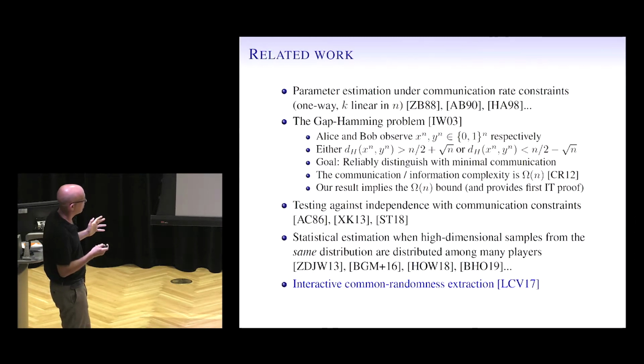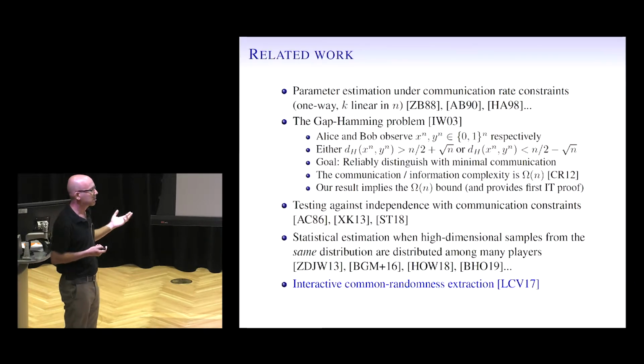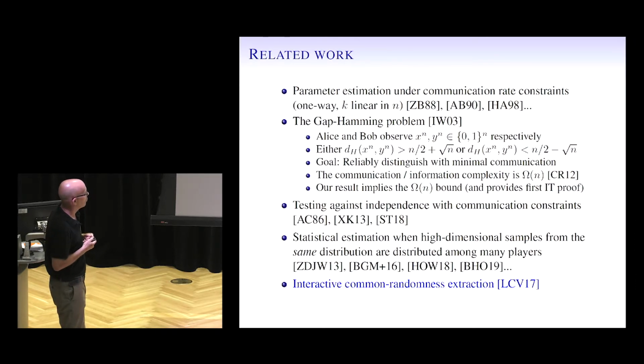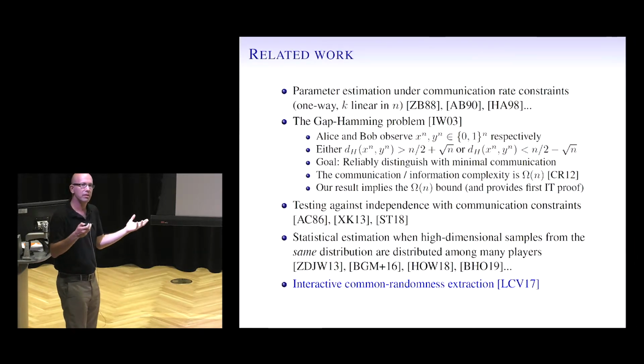And one thing that is actually central, and maybe not clearly why, is the problem of interactive common randomness extraction. And specifically this paper by one of our co-authors, Jingbo Liu, with Cuff and Verdu from 2017, which introduces something called the symmetric data processing inequality, which is central to what we do here, and we adapt it to our proof.